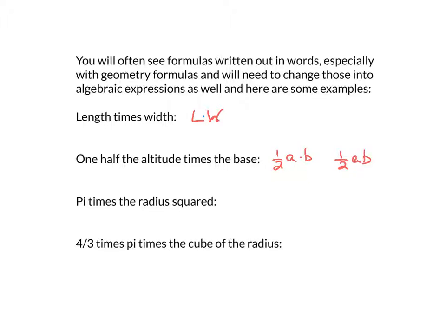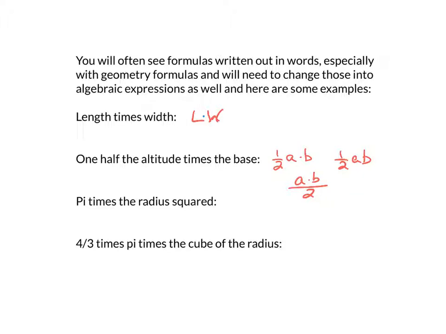Or the other thing I could say is I could say 1/2 the altitude times the base. I want the altitude times the base, and I want half of that, so I'm going to divide it by 2. I could write that any one of those 3 ways.